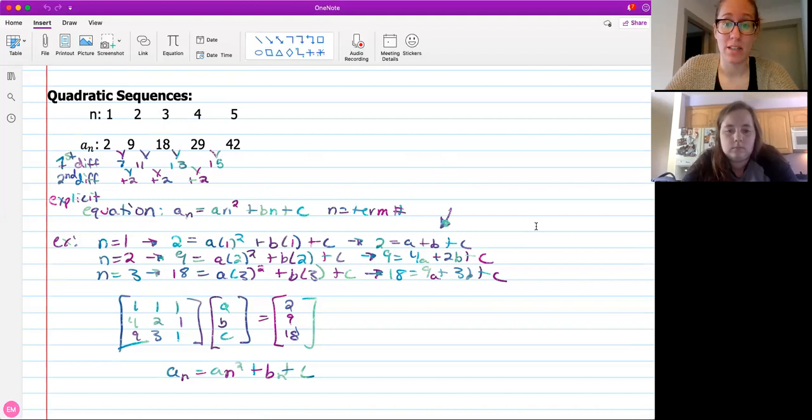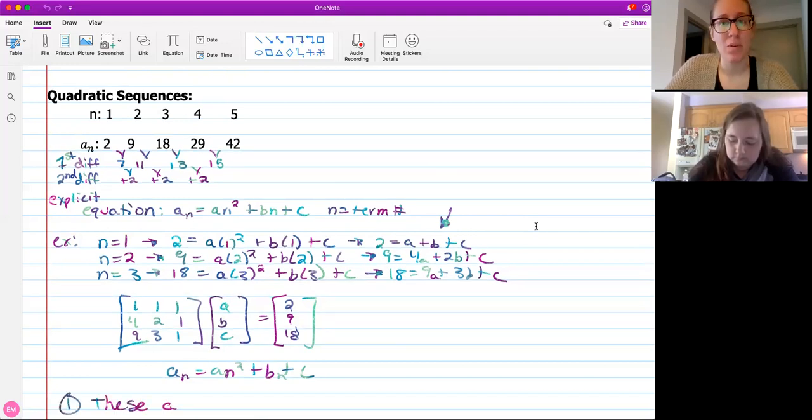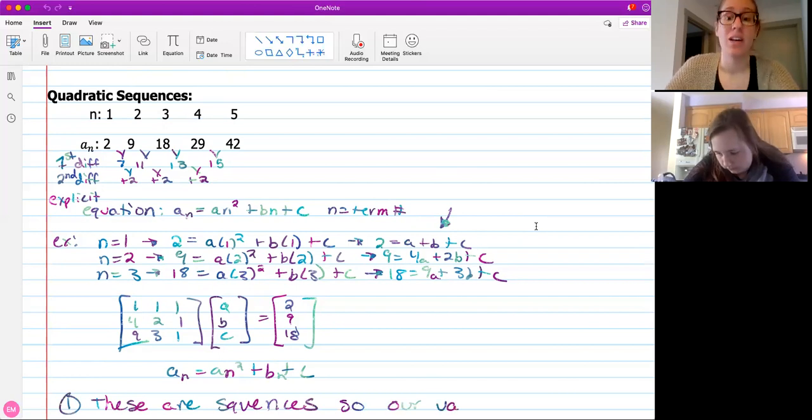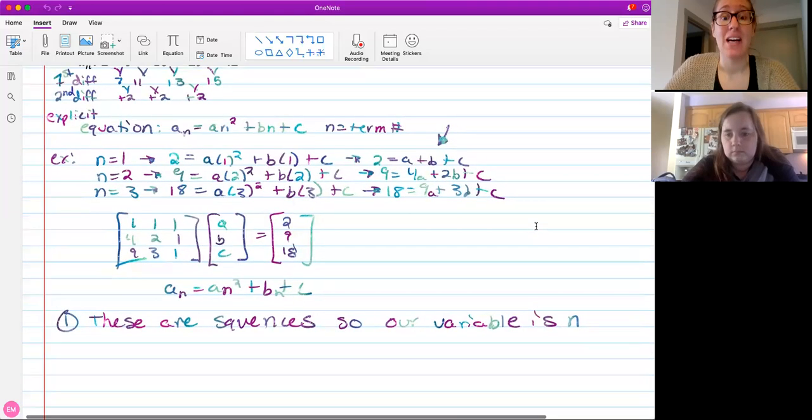Number 1, I know that it doesn't seem very important, but these are sequences. When we do sequences, our variable is n. Our variable is not x. Our variable is not a, b, or c. You cannot use those, right? It is incorrect to say a sub n, and instead of replacing a, b, and c with the values you get, you replace n.